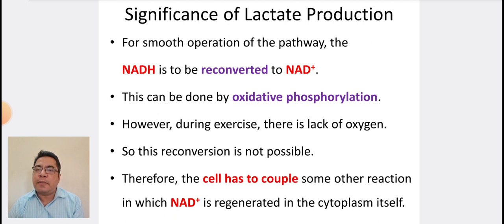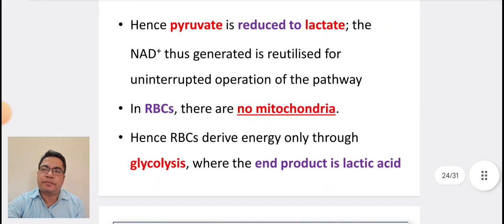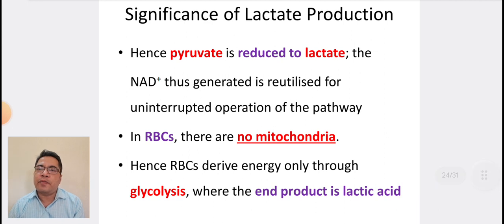This can be done by oxidative phosphorylation. However, during exercise, there is lack of oxygen, so this reconversion is not possible. Therefore, the cell has to couple with some other reaction in which NAD+ is regenerated in the cytoplasm itself. Hence, pyruvate is reduced to lactate. The NAD+ thus generated is utilized for uninterrupted operation of the pathway.